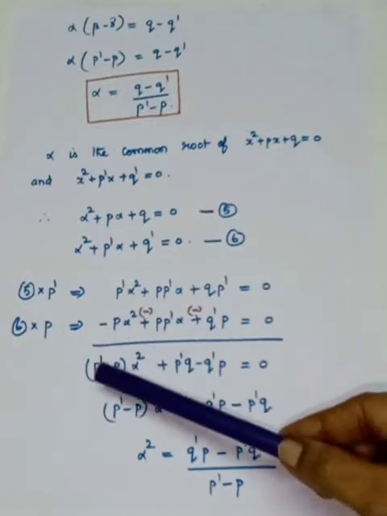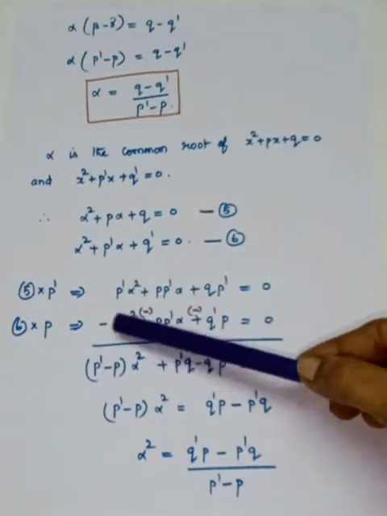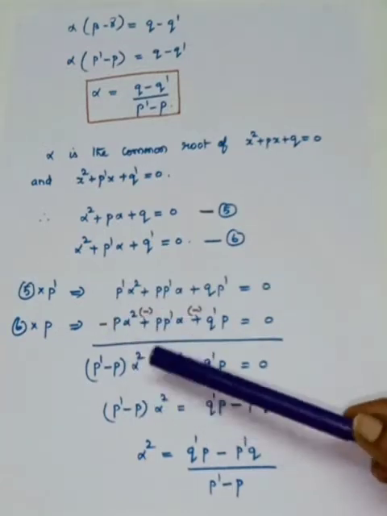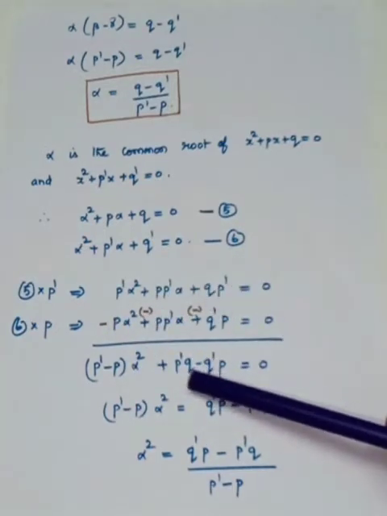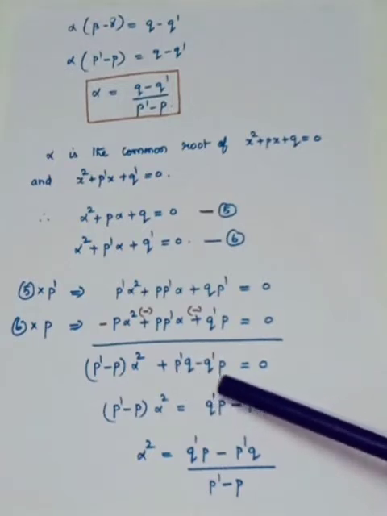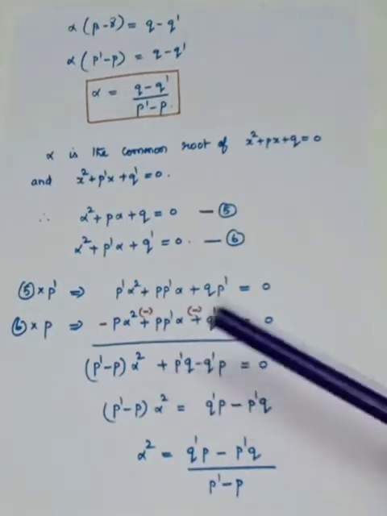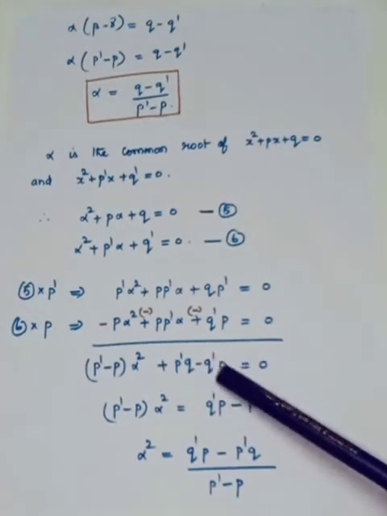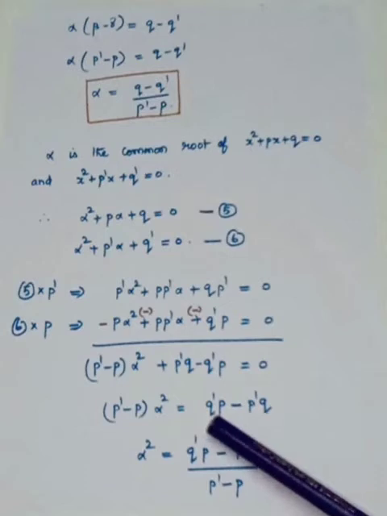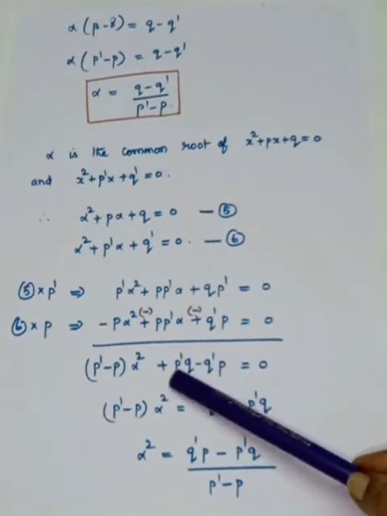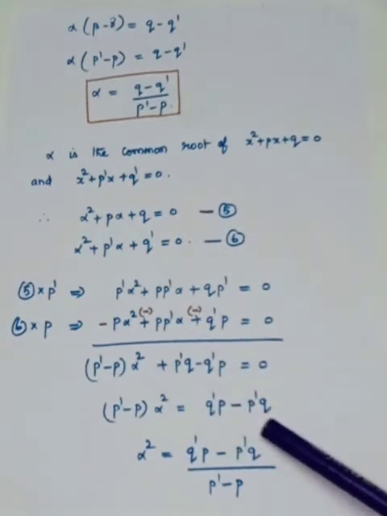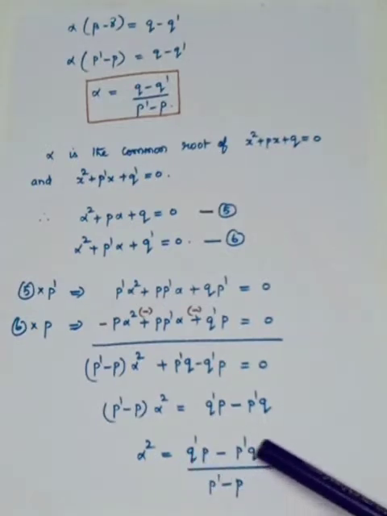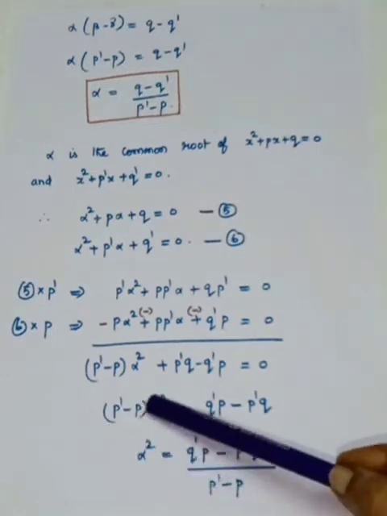So here (p dash minus p) into alpha squared. Here alpha squared is common. If you take it out, (p dash minus p) alpha squared plus (q p dash minus q dash p) is equal to 0. When you bring it to the other side, it will become minus. So the minus term will become positive. So therefore q dash p will become positive and p dash q negative. So alpha squared is equal to (q dash p minus p dash q) divided by (p dash minus p).